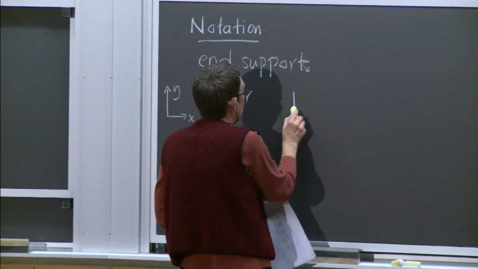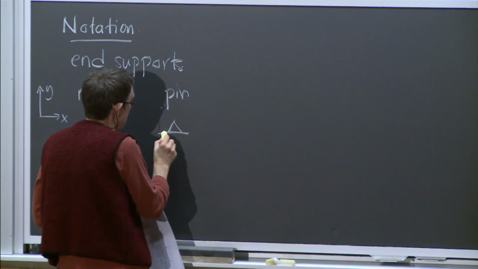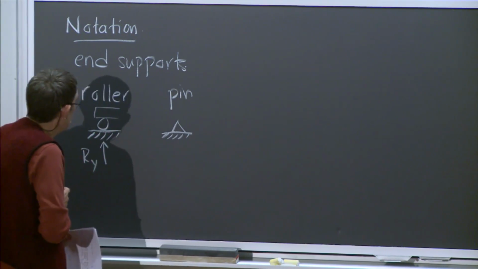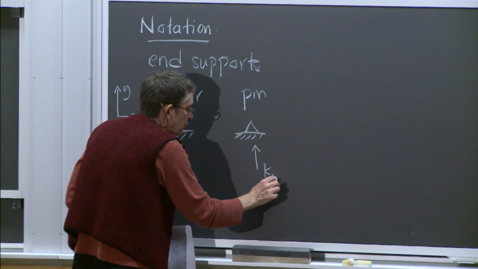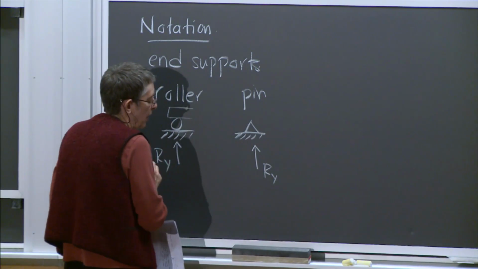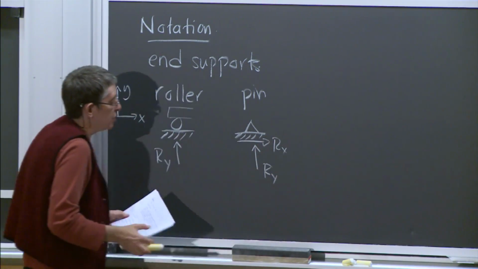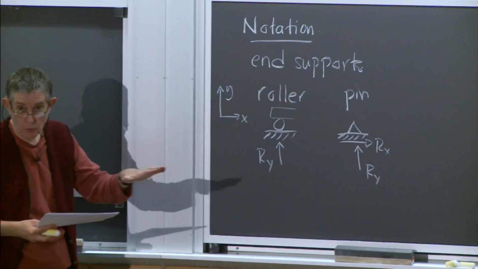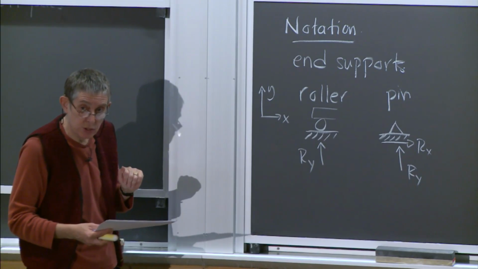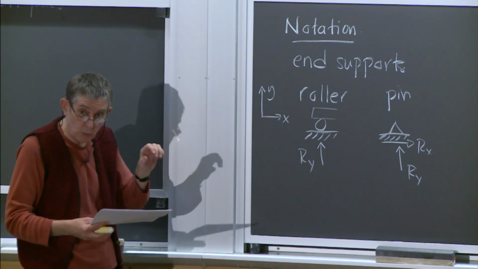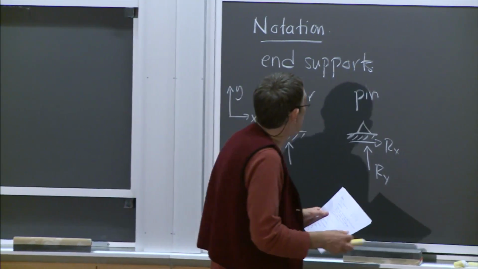Okay, another type of end support is a pin. So say that's my pin there. For the pin, there's going to be a reaction in the y direction like that, just like for the roller. But we could also have a reaction in the x direction. It can't slide back and forth, it's prevented from sliding like that, so there's a reaction in the x direction. But because it's a pin, we could still have rotation about the pin, so there's no moment there.